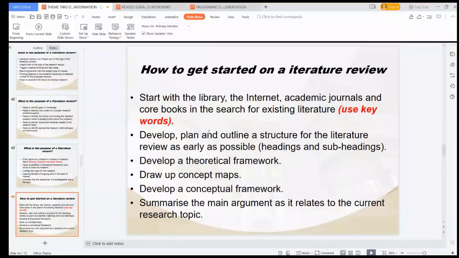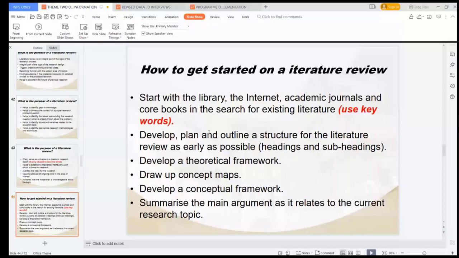Develop a plan and outline a structure for the literature review as early as possible. You put headings and subheadings, develop a theoretical framework, draw up concept maps, develop a conceptual framework, summarize the main arguments as they relate to the current research topic. I just want to show you what came to my mind when I was researching the role of vendor culture in nature conservation. Look there at the top, we've got vendor culture and nature conservation.